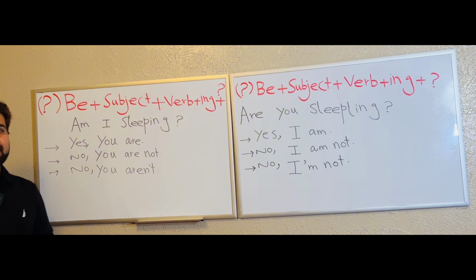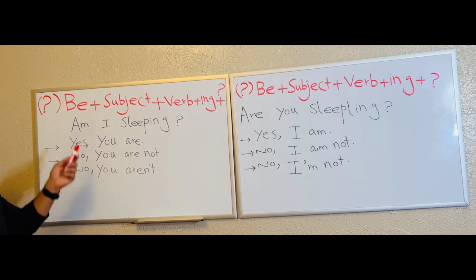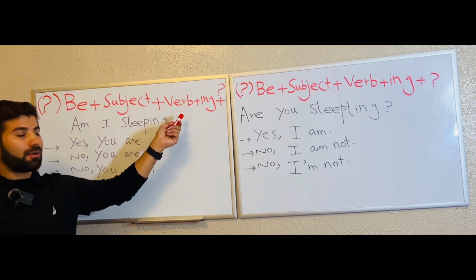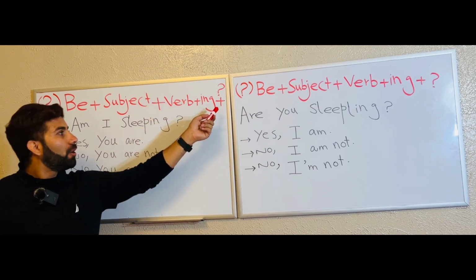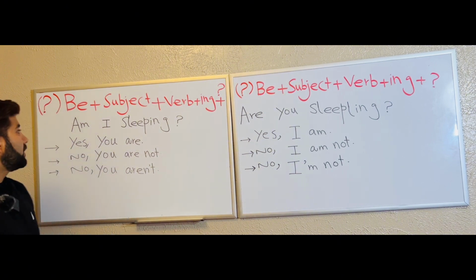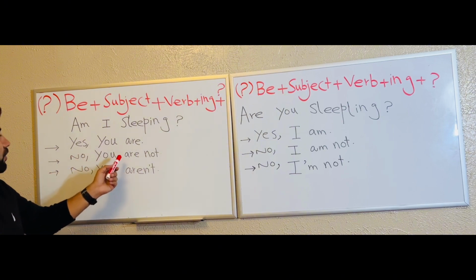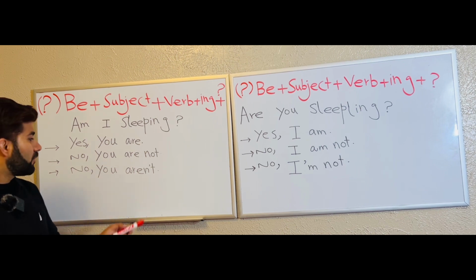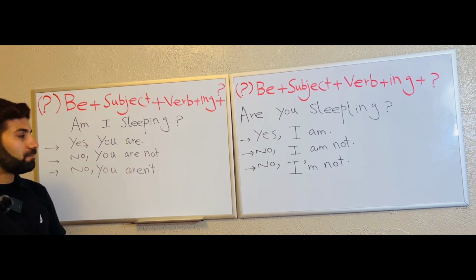In a question sentence, in present continuous or present progressive, the structure is be verb, subject plus action verb plus ing plus question mark. For example, am I sleeping? If you're sleeping, then you will say, yes, you are. If you're not sleeping, then you will say, no, you are not. You also can say, no, you aren't. This aren't is a contraction form.